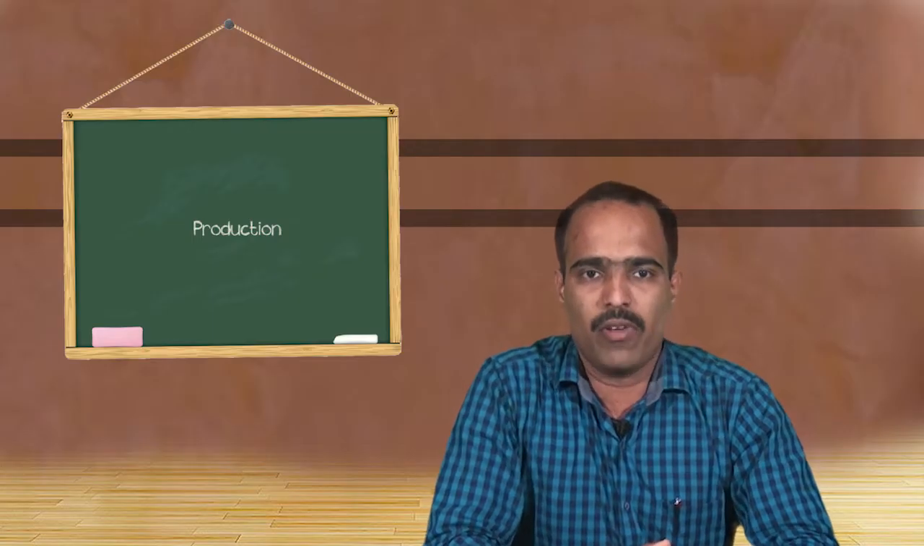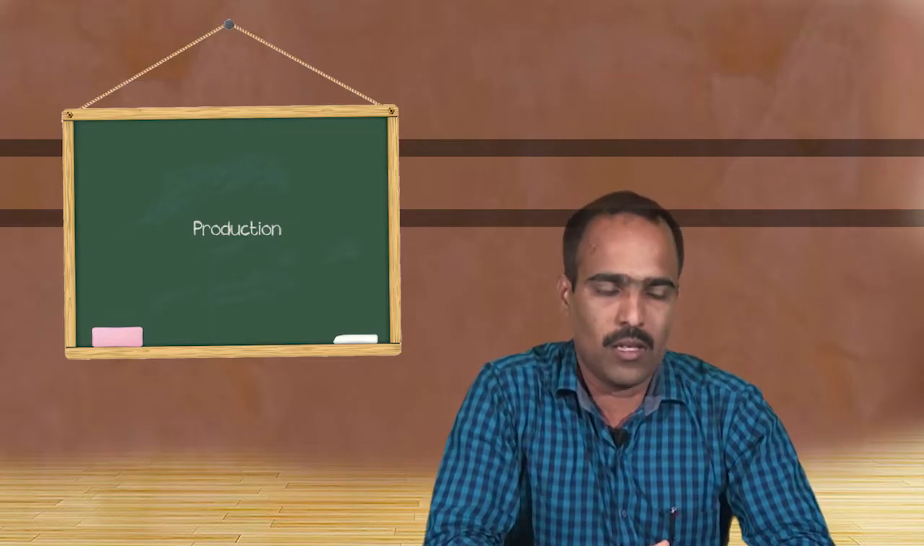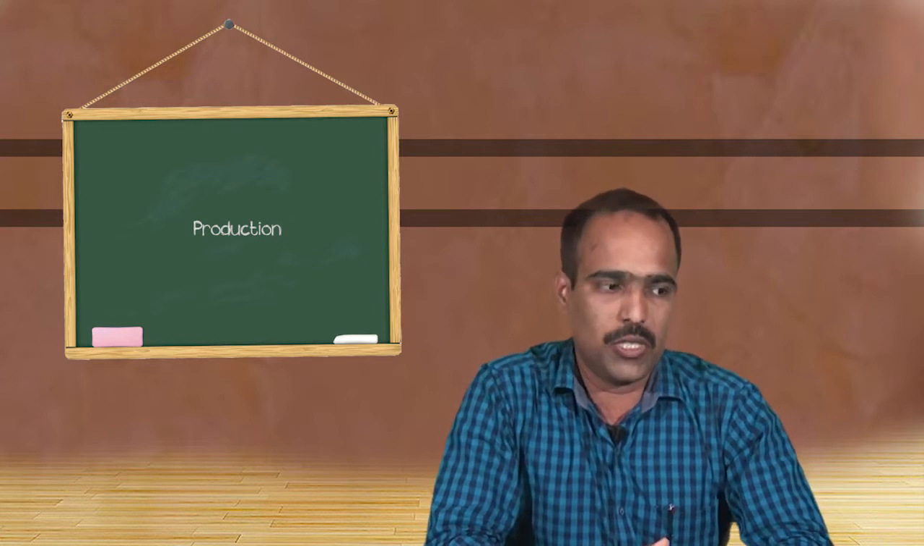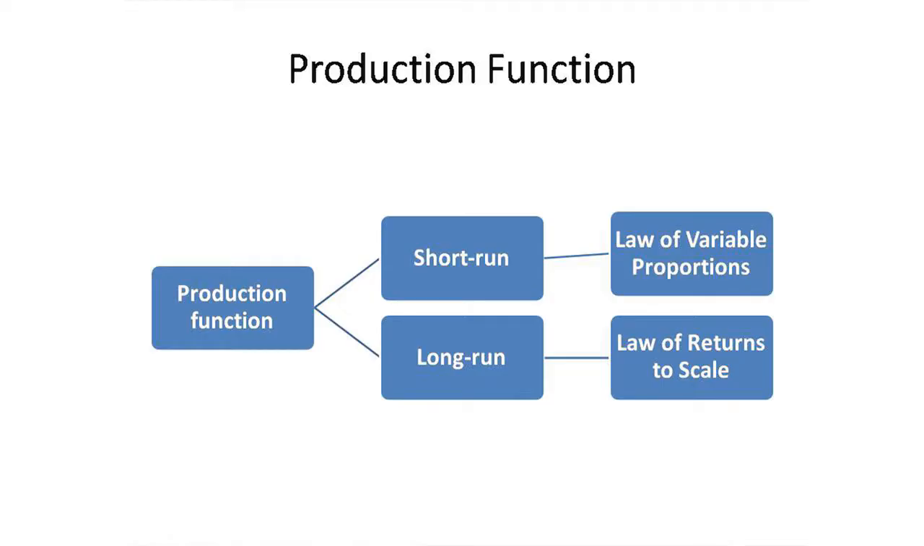Now directly we will go to production function. Production function is of two types, short run production function and long run production function. Pertaining to short run production function, we have an important theory of production, that is law of variable proportions or law of diminishing returns. And pertaining to long run production function, another important theory of production is there, that is law of returns to scale.